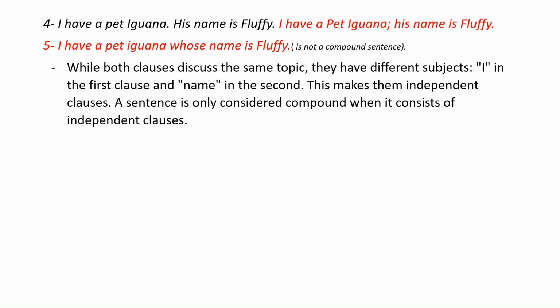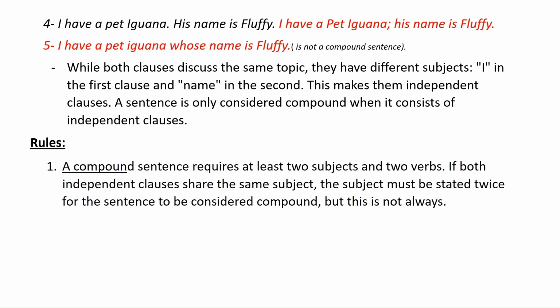But according to example number five, "I have a big iguana whose name is Fluffy" is not regarded as a compound sentence, because a sentence is only considered a compound sentence when it consists of two or more independent clauses. Now we have rules for how we build up compound sentences.